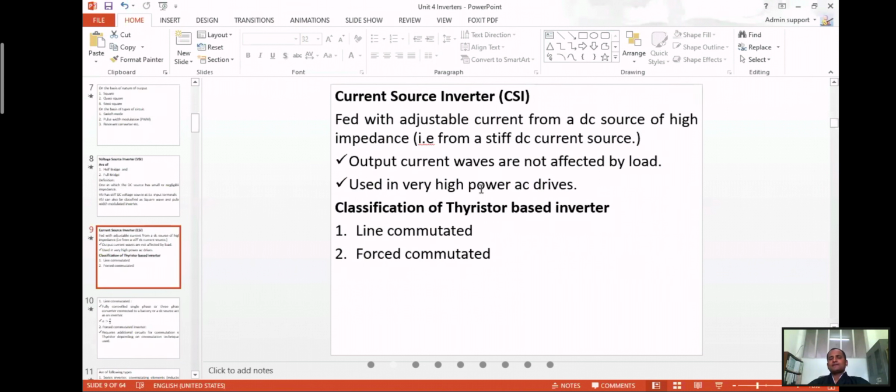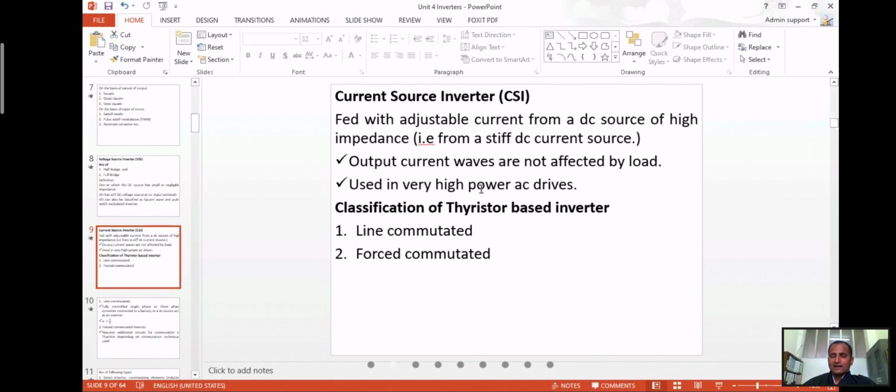For the current source inverter, the CSI is fed with adjustable current from a DC source of high impedance, a stiff DC current source. It can be adjustable, meaning there can be variations from a DC source of high impedance. The output current waves are not affected by the load.